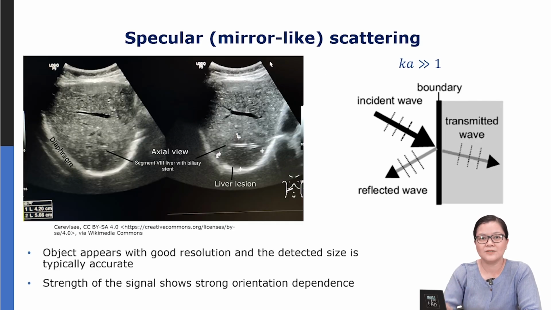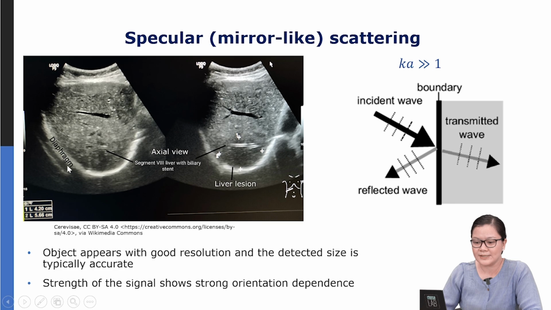Now let's look at each of the regimes more closely. So for specular scattering, the object is much larger than the ultrasound wavelength. So here, our Ka parameter again is much larger than 1. And here we show an ultrasound image of a liver, and typically what you would see in the field of view is also a diaphragm here. As we know, the diaphragm is a muscle that helps us breathe.